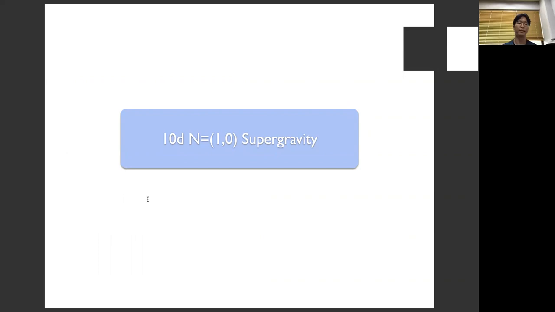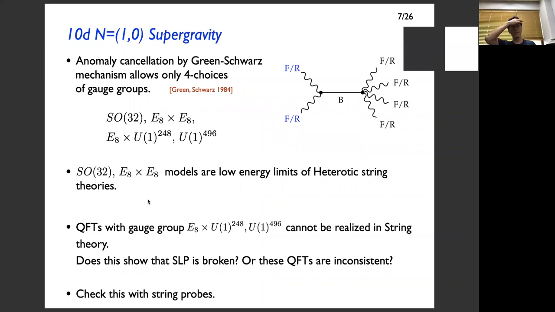first talk about 10D (1,0) supergravity theories. So the 10D (1,0) supergravity theory is a chiral theory. It preserves chiral 16 supersymmetries. Therefore, this theory receives strong constraints from anomalies. In this case, anomaly cancellation by the Green-Schwarz mechanism tells us that only the following four choices of gauge groups are allowed in this 10D theory.